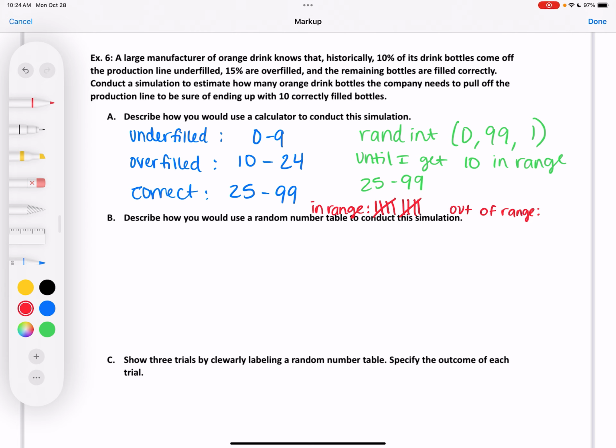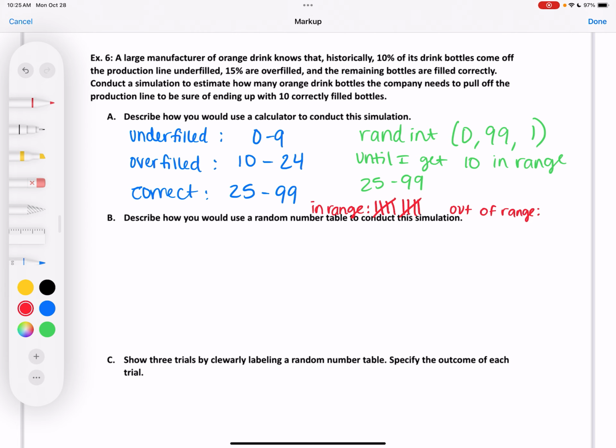I happened to get all of mine in range. If I had done, say, 0 through 74 as correctly filled, and then overfilled and underfilled being the remaining amount, I would have gotten a completely different value, because almost all of my values were in the 70s or above. I only had, I think, 3 that were below that. And I didn't have any that were out of range, so I had nothing from 0 to 24. Really? Yeah. I got 5. Well, when I did it previously, I had 4 that were out of range.